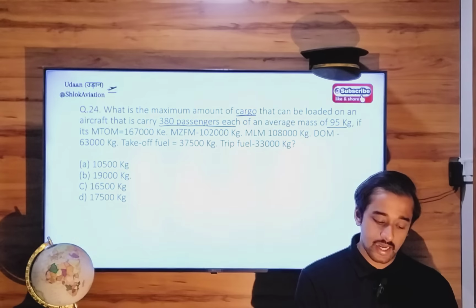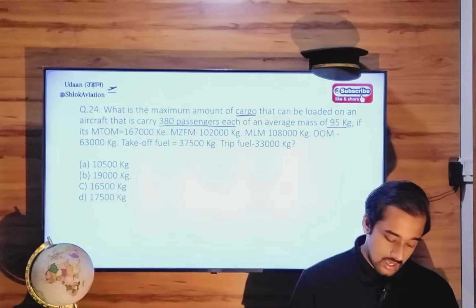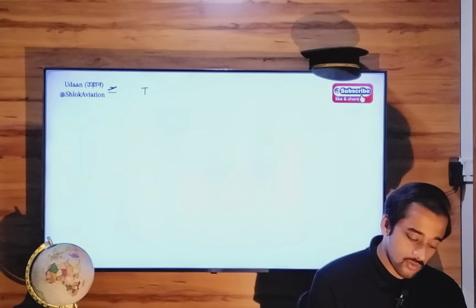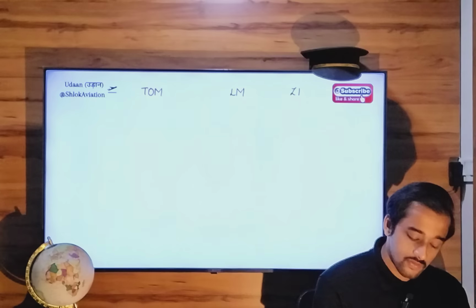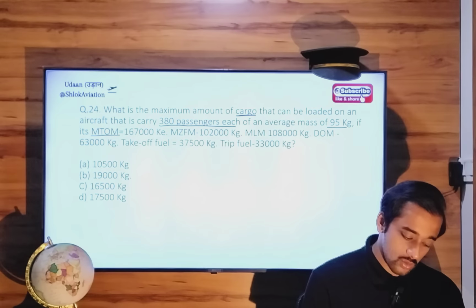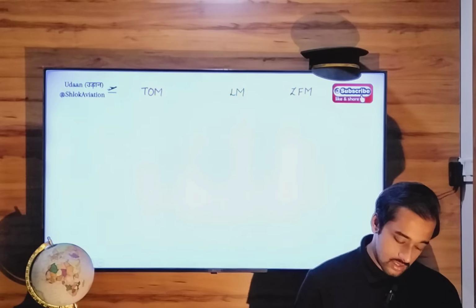Okay, so here the data is limited. So let's make three columns for takeoff mass, landing mass, and zero fuel mass. In the column of takeoff, you will put takeoff value, which is 167.